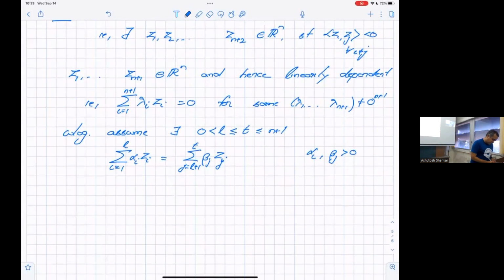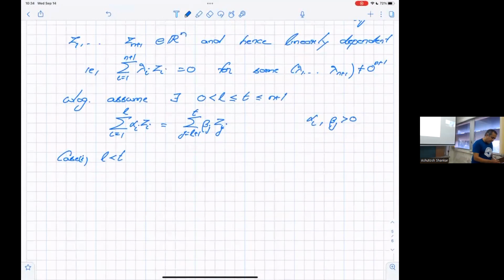So let's look at basically the two cases: L equals T, that is, there is nothing. Sorry, let's look at the other case first, L is not equal to T. That's the easier case, and L is less than T. Then let's just define Z to be this quantity. What's the inner product of Z with itself? It's certainly a non-negative number. But on the other hand, what is this?